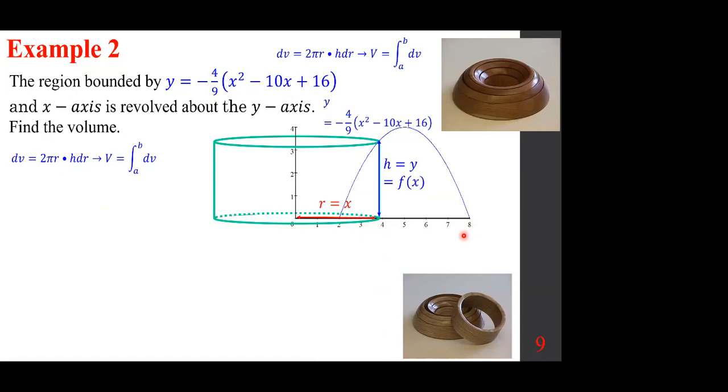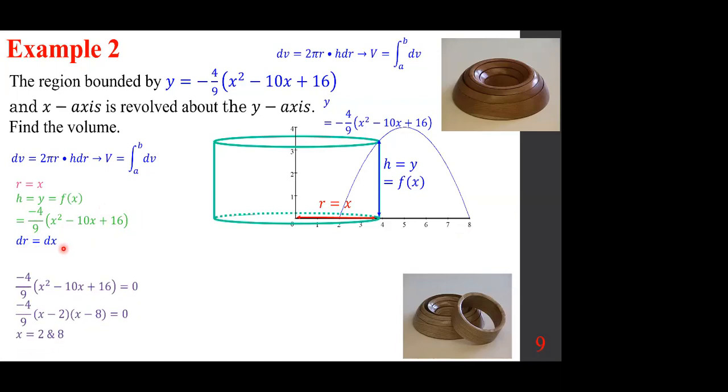So x is r, y is h, a and b are 2 and 8. So r is x, h is y, here's the function, dr is dx, and here are those numbers 2 and 8. And by the way, the graph gives you 2 and 8.